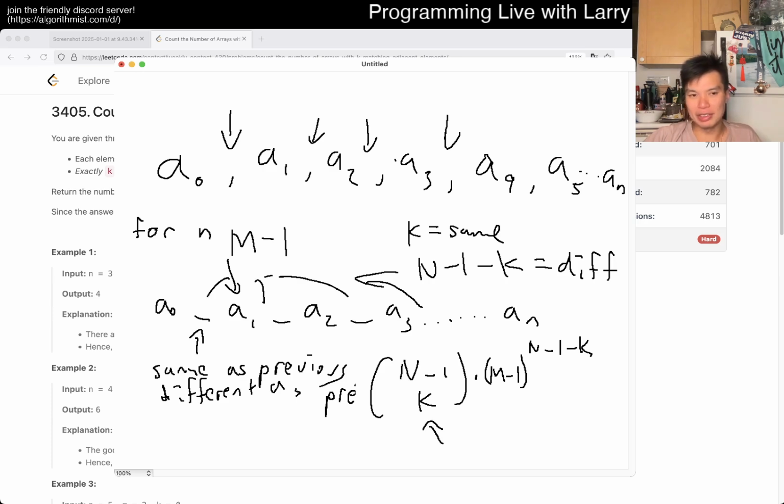This part is the number of components that are the same, right? We choose k of them to be the same, but also that means that n minus 1 minus k are different. And for each of those, we have m minus 1 choices, so then we have this. Okay, so we're almost there at this point. The only thing that's different is that we have to choose the first number, because the first number could be anything, right? So any of the m's, so then we just times m, and that's pretty much it.